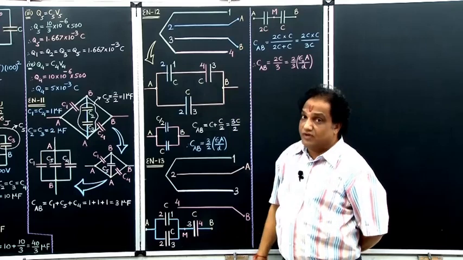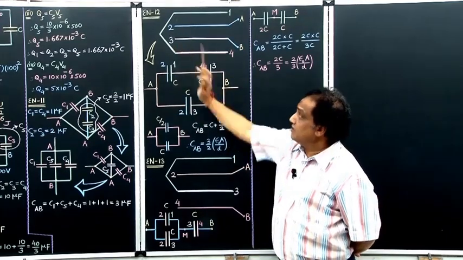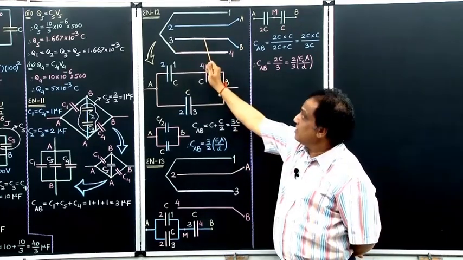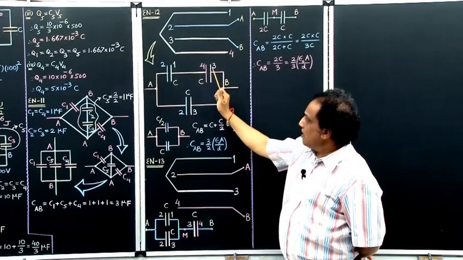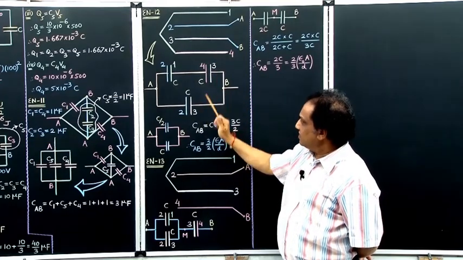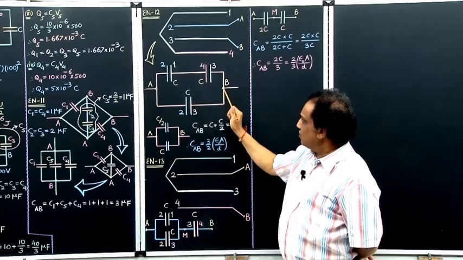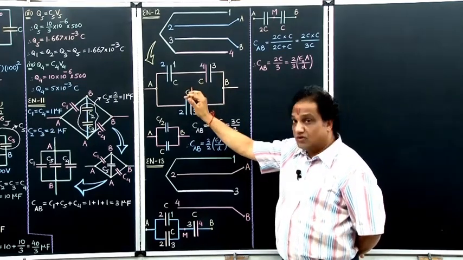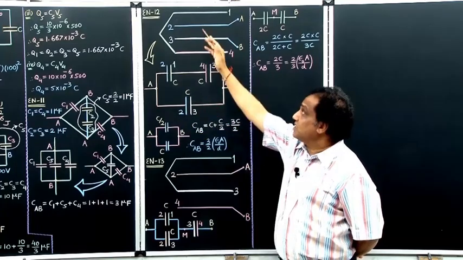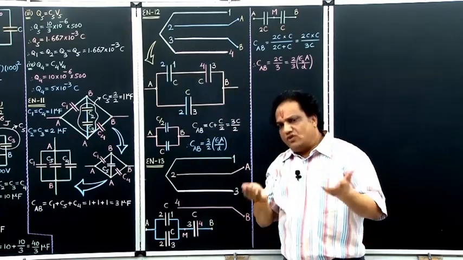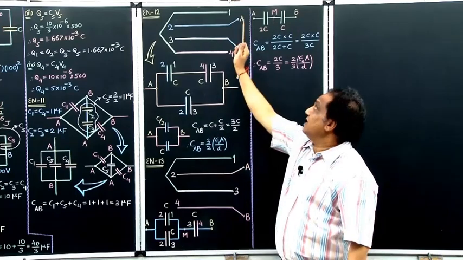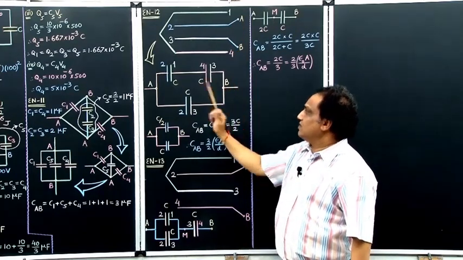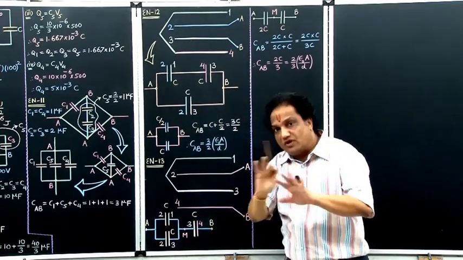At point B, which plates are connected? Only plate number 3, of course its upper and lower face. So, upper and lower face of plate number 3 are connected at point B. In all respects, this arrangement is equivalent to this arrangement. Correct? So, whether you find the equivalent capacitance between points A and B here or here, it will make no difference.